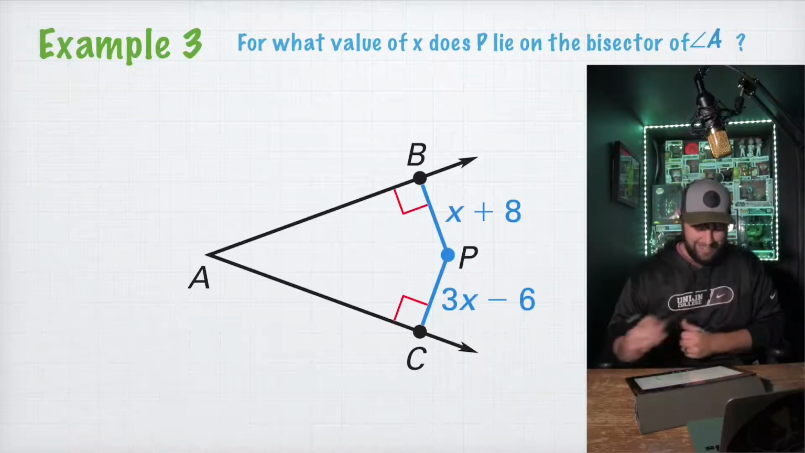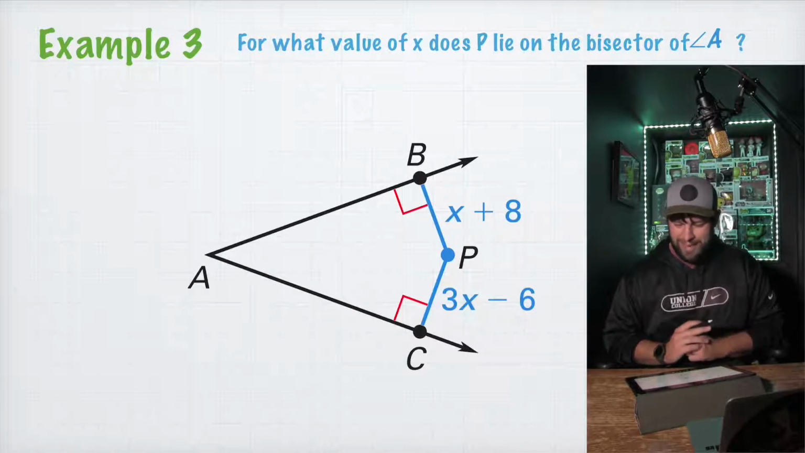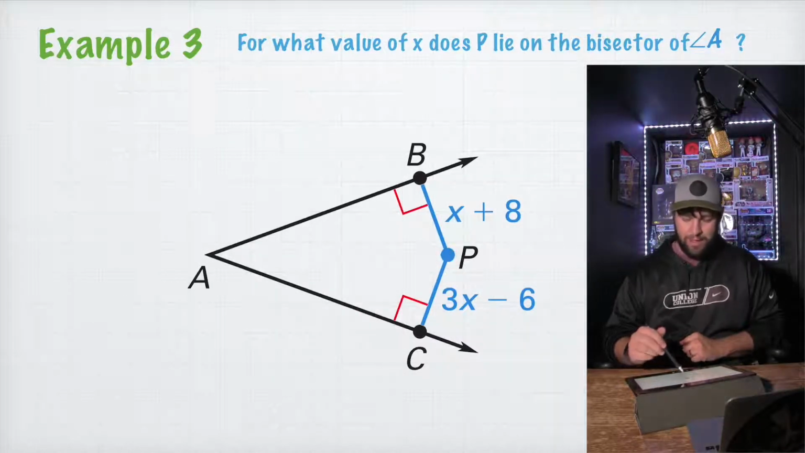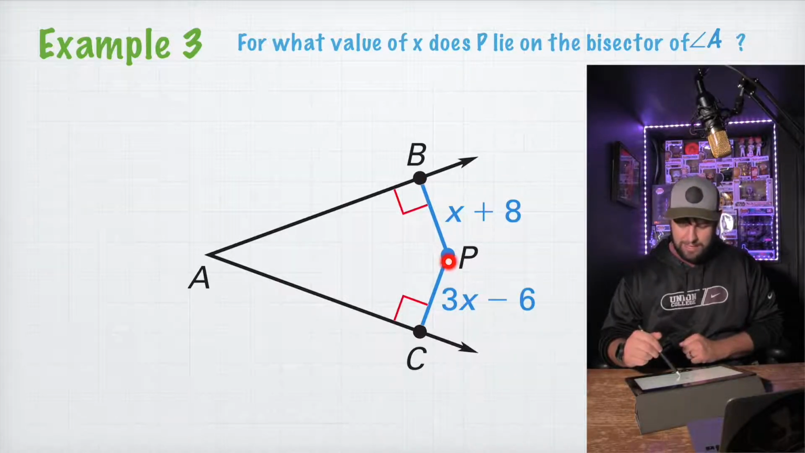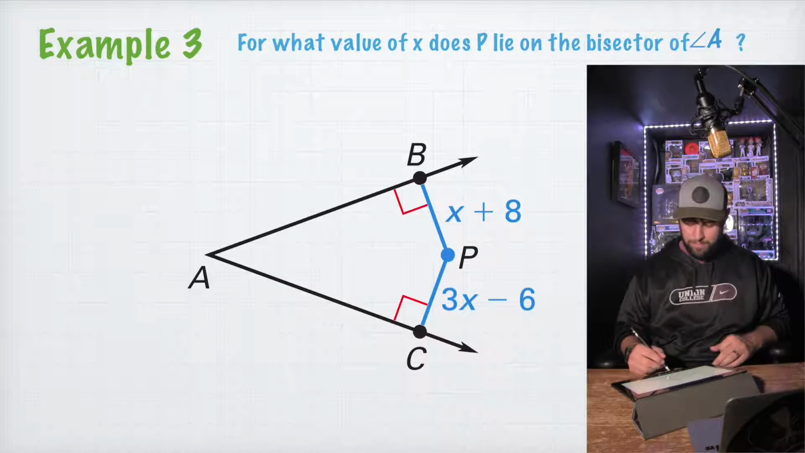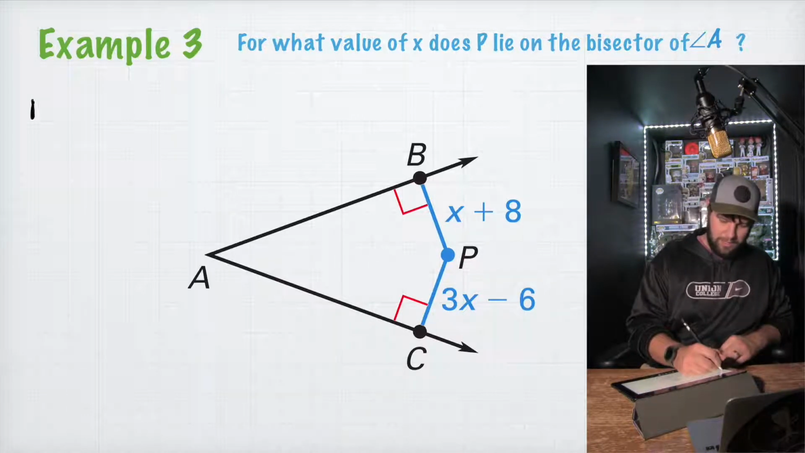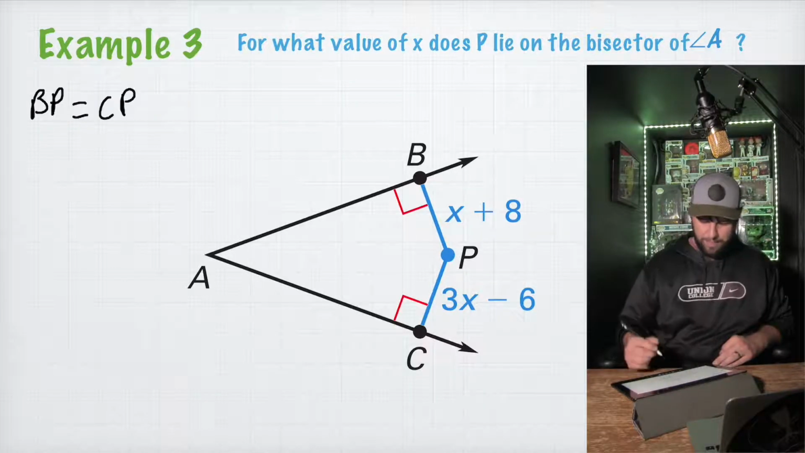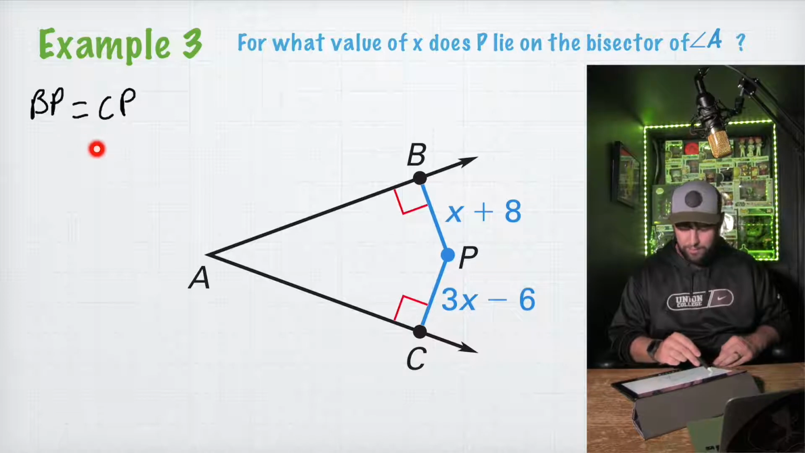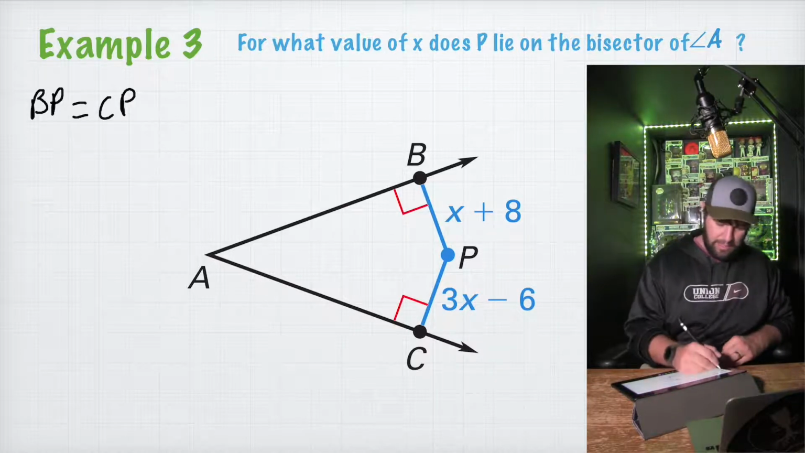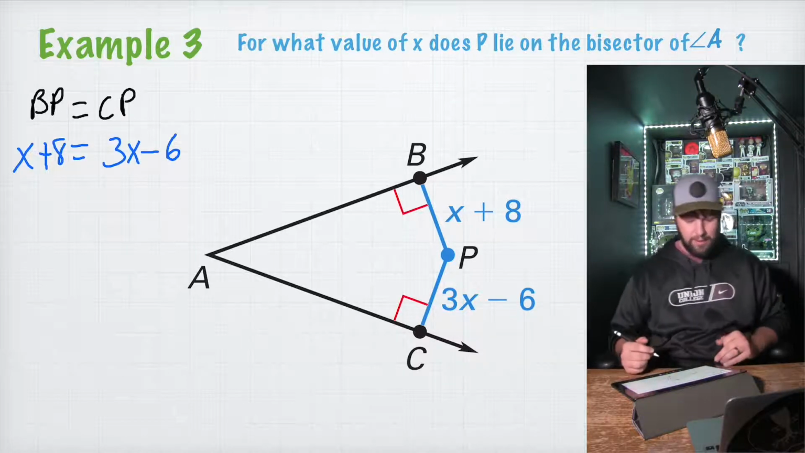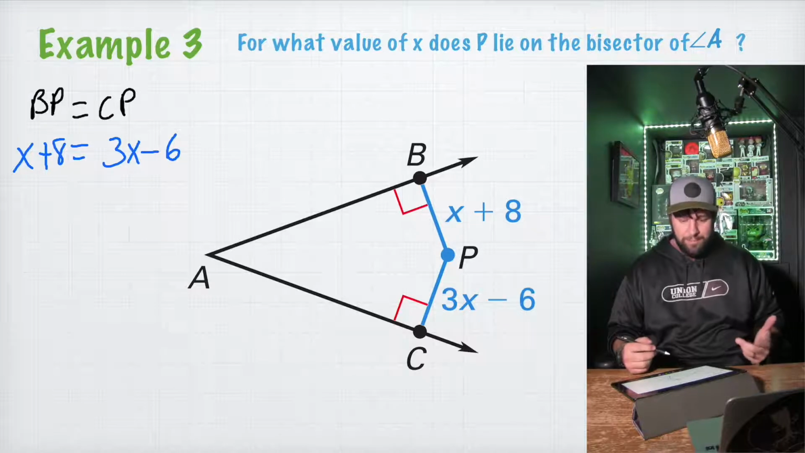Let's keep going. Example 3. For what value of x does P lie on the bisector of angle A? So, for P to lie on the bisector of angle A, we know that BP and CP have to be equal. So I'm going to write that down. Let's go ahead and do the work. BP has to be equal to CP. So now we just plug in the information we have for these two things, and that's 8x plus 8 equals 3x minus 6. And then we just are simply solving this.